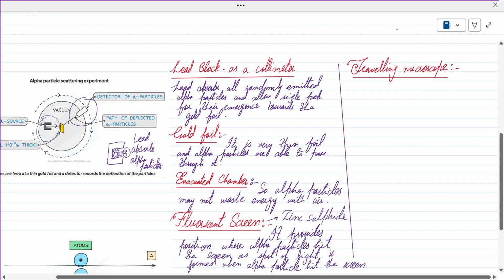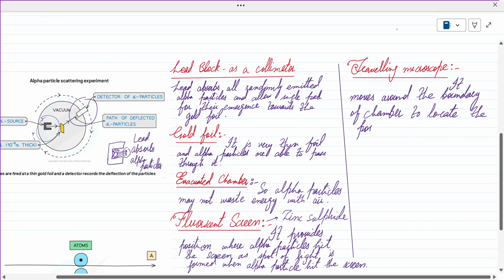It moves around the boundary of the chamber, the evacuated chamber, to locate the position of a particle's hit, or of all the particles that are hitting.